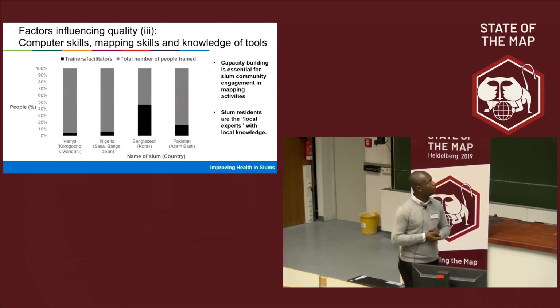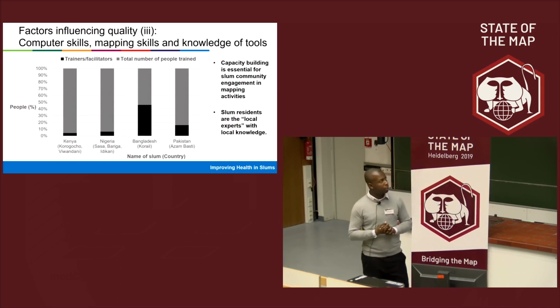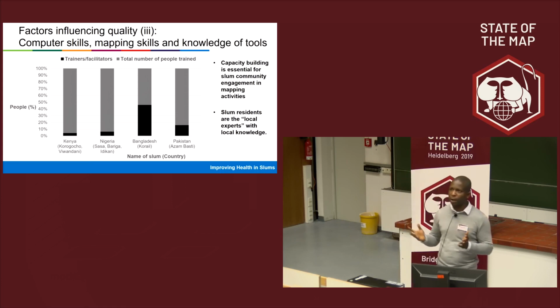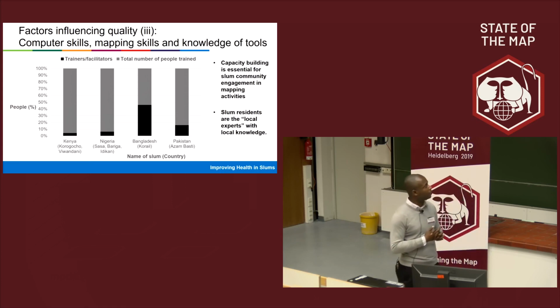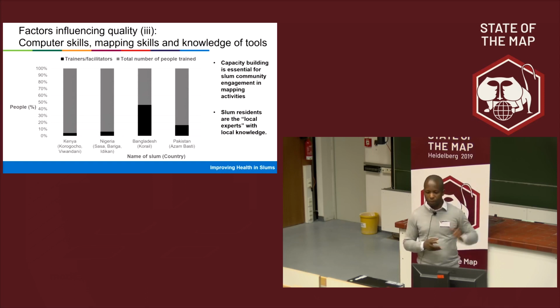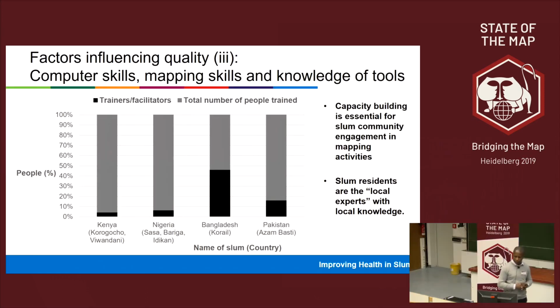And also, the results so far suggest that mapping skills, computer skills, and knowledge of the tools are all factors influencing quality. So capacity building is essential for slum community engagement in mapping activities, especially in this context where we want to involve slum residents, whom we consider to be local experts.